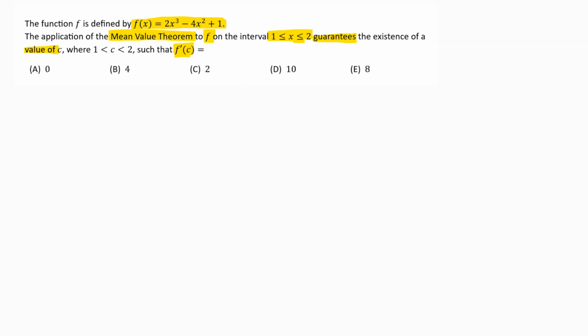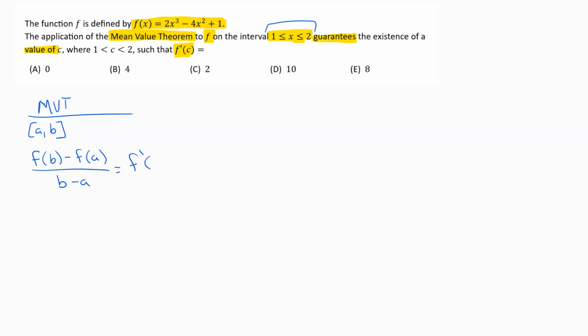So you better know the mean value theorem like the back of your hand going into this AP Calc test. I can guarantee you're probably going to have at least one question that wants you to know it. What the mean value theorem says is if I've got some interval from a to b, which is what they gave me right here, then the average rate of change, the slope between those endpoints, has to equal the derivative at some point in between there.